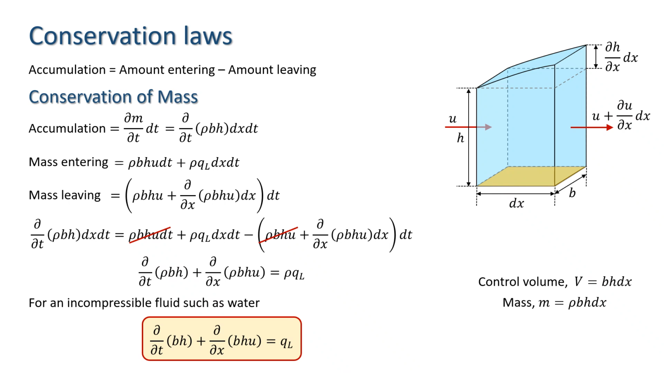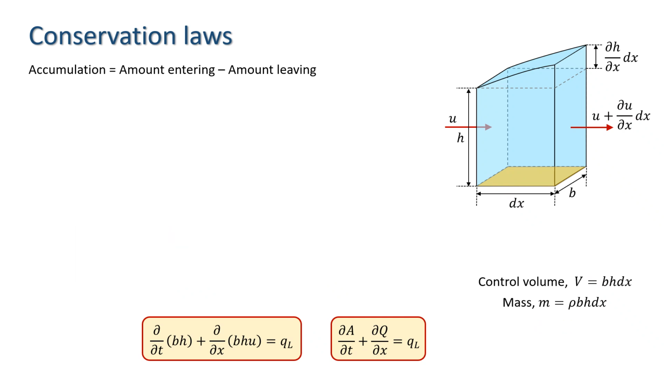Noting also that the area of the cross-section A is bh, and that the discharge q is area times average velocity, then we can write this equation as dA/dt plus dq/dx equals ql. Okay, so that was mass. Now we move on to momentum.